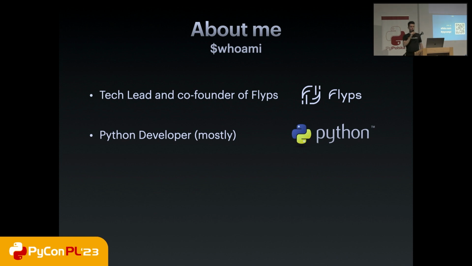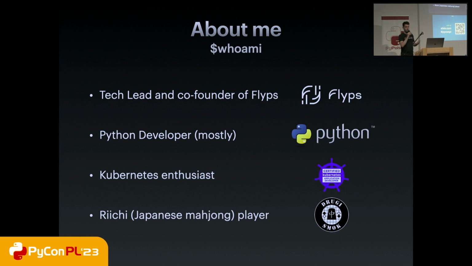I'm mostly a Python developer. I'm a big Kubernetes enthusiast, and if I were to tell you one fun fact about me, I'm actually playing Riichi Mahjong. Riichi is a Japanese variant of Mahjong. It's a board game, and for those who think that's the game available in Windows, the solitaire version, it is not. So if you're interested, try to Google the first word visible in the presentation, Riichi, and you should be able to find some proper references for proper Mahjong.